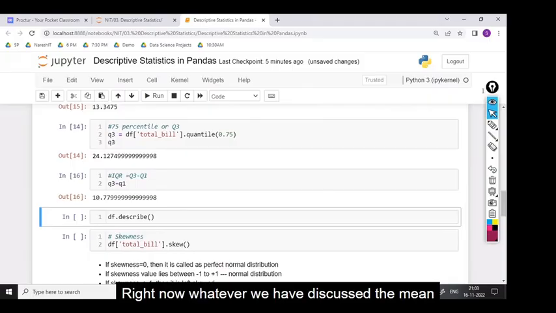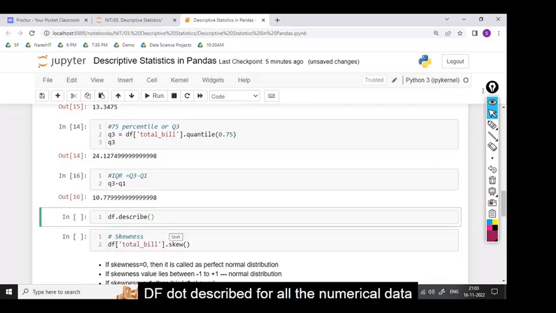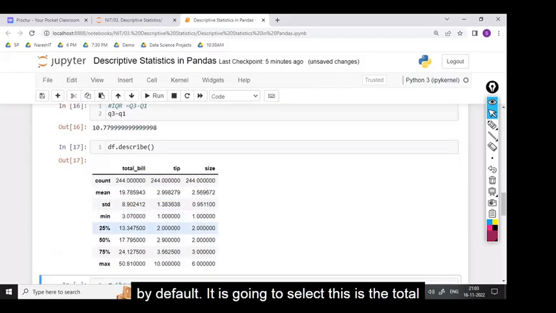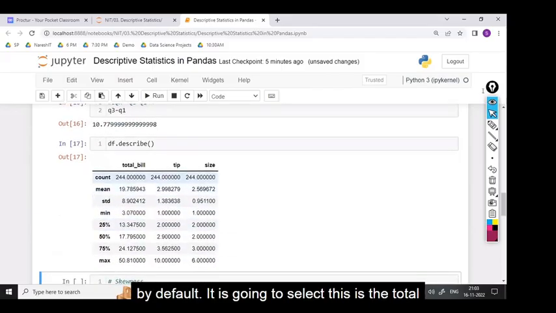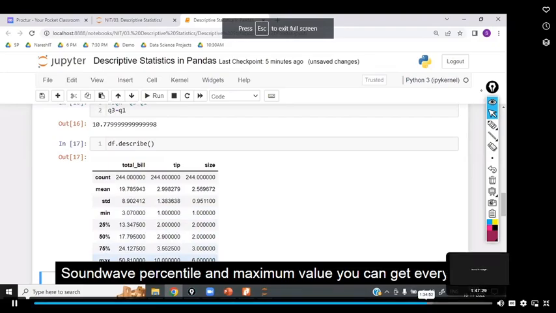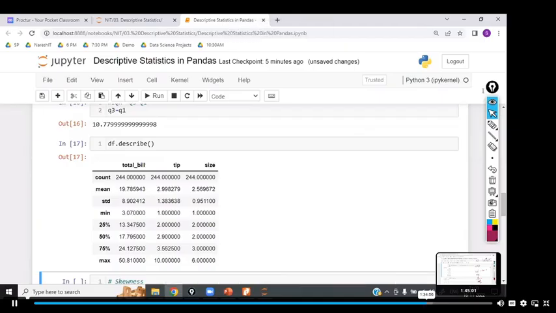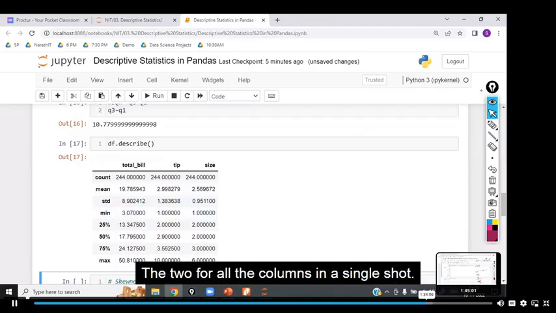Now whatever we have discussed, the mean value, median value and standard deviation, everything you can get in one shot by using the describe function. df.describe, for all the numerical data, by default it is going to select. This is the total number of values, this is the mean value, this is the standard deviation, this is the minimum value, 25 percentile, 50 percentile, that is median value, 75 percentile and maximum value. You can get everything in one shot by using df.describe, that too for all the columns.